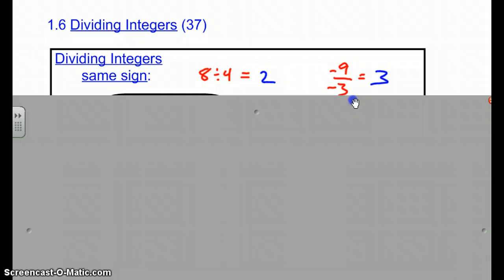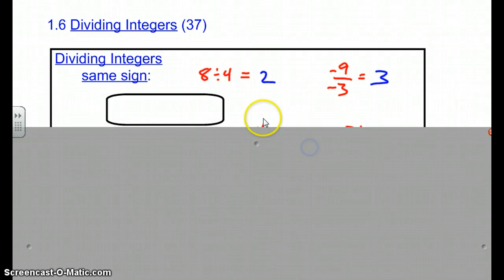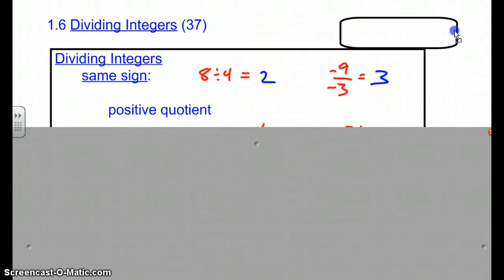So notice that when we divide a positive number by a positive number, we get what type of quotient? Positive. And when we divide a negative number by a negative number, we get what type of quotient? Positive. So if you have the same signs, then you're going to end up with a positive quotient.